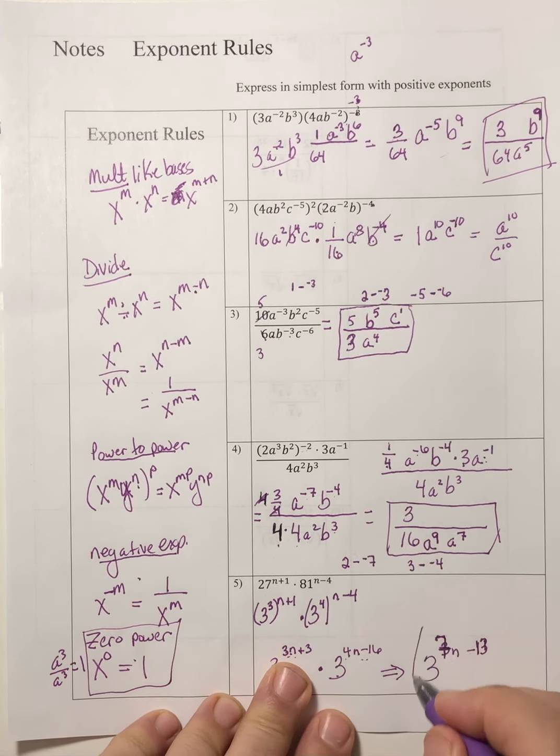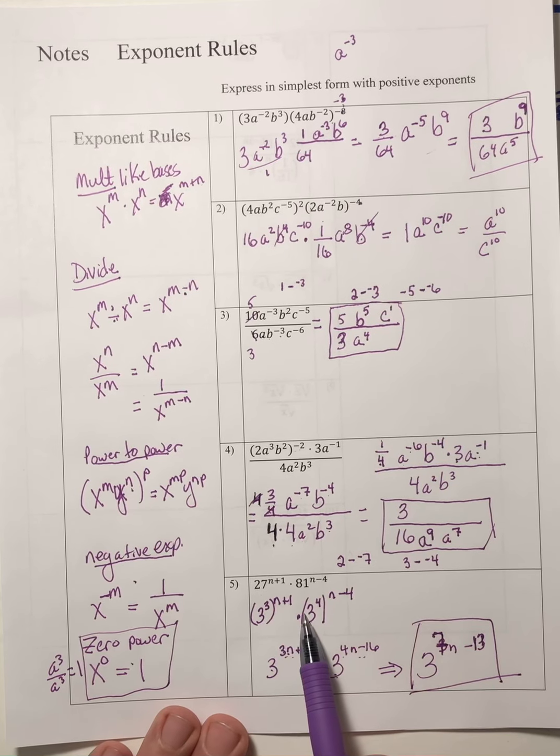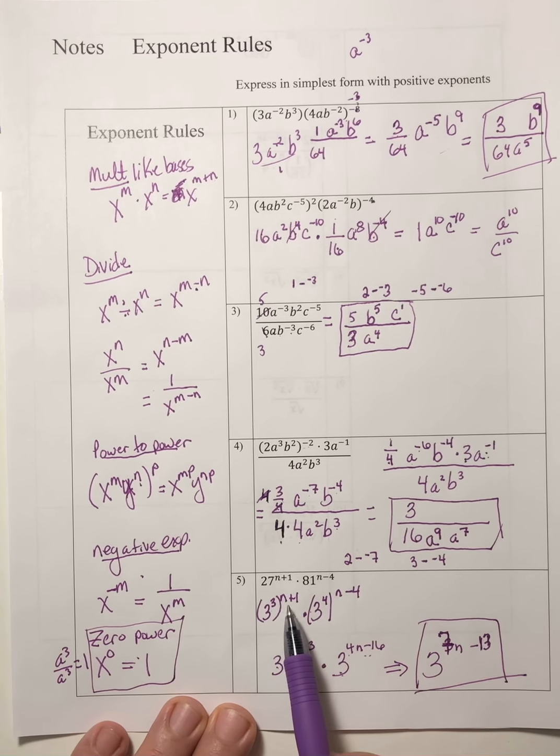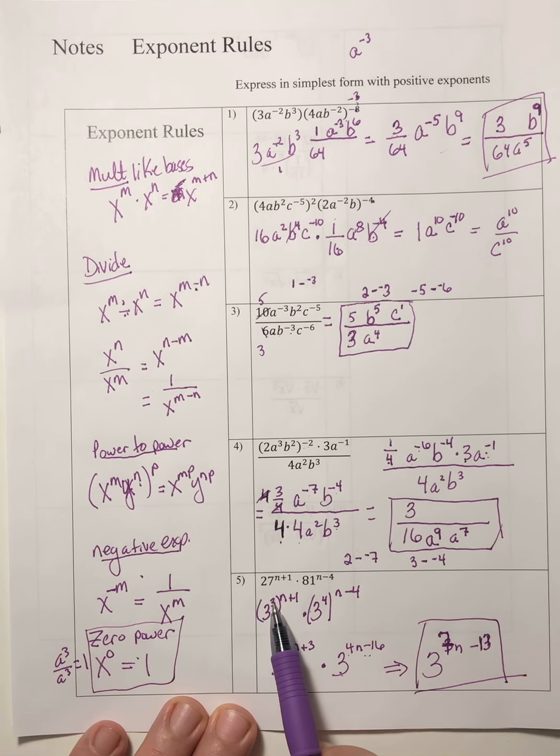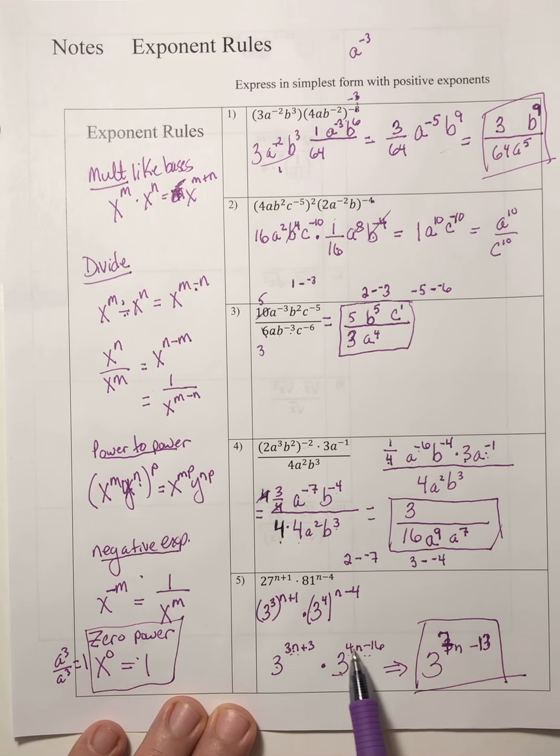You had to get the bases the same. Bases the same. Then we had to multiply. Power to a power, multiply. And then we kept the base. We added exponents. 3n and 4n is 7n. 3 minus 16 is negative 13. Okay?